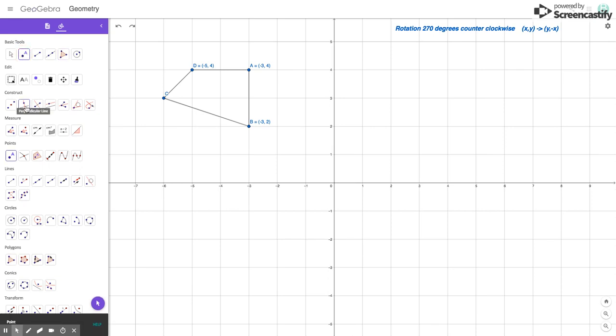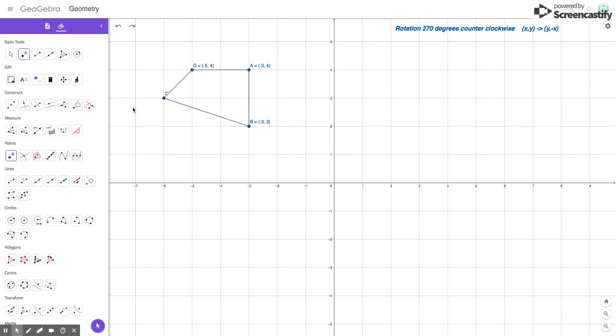Hello class, Ms. Fiorillo here, going to talk about rotating shapes about a point. The point I'm going to use is the origin. Now, if you had a center of rotation other than the origin, I would just pretend it's the origin, draw new axes, and this same process, the same method, will apply to that.